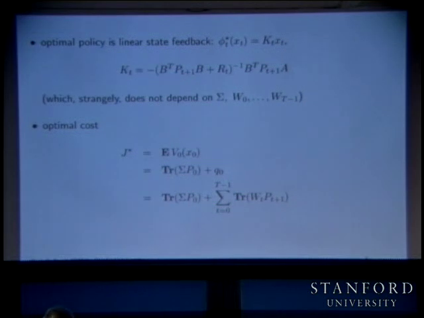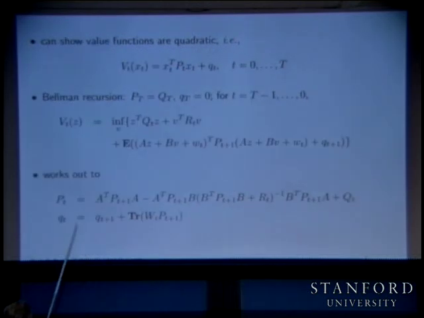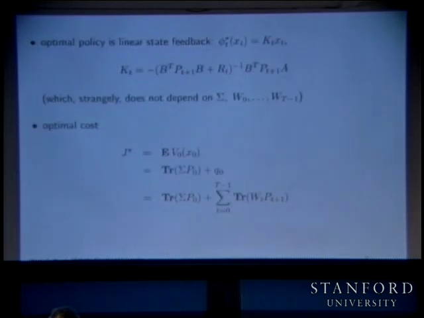But if you go back and look, Qt is just a running sum of these things. And so Q0 is simply the sum of these things, and that gives you this formula here. Now, all of this can actually be interpreted quite nicely.